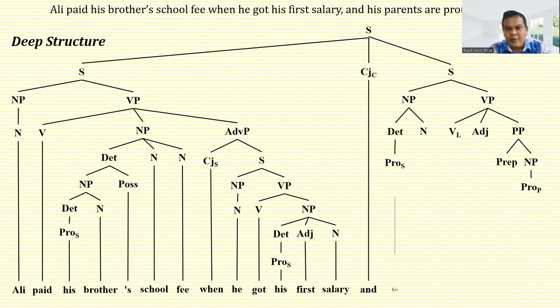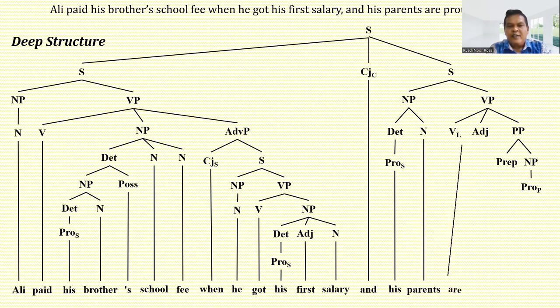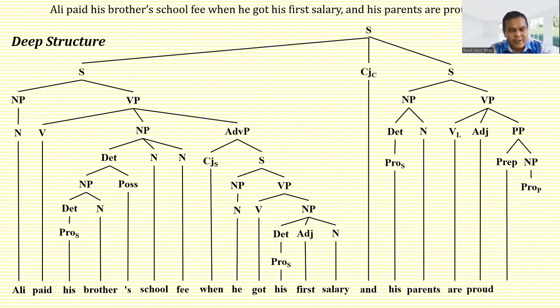And the second one here is, and his parents are proud of him. Okay, this is the result of the analysis in the form of deep structure for the sentence, Ali paid his brother's school fee when he got his first salary, and his parents are proud of him.